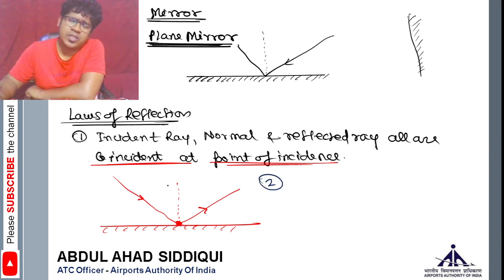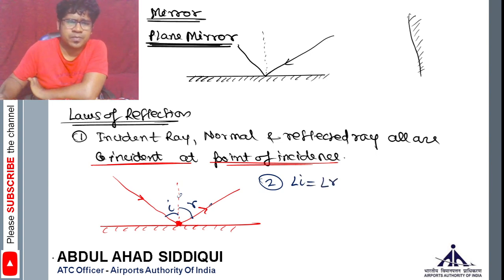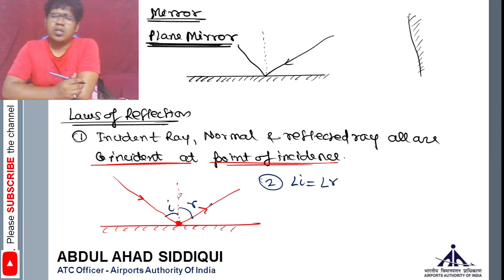So what is the angle of incidence? Angle of incidence is the angle between the incident ray and the normal. So this will be angle I, and angle of reflection is the angle between the normal and the reflected ray, that is R. So the law of reflection says angle I is equal to angle R.